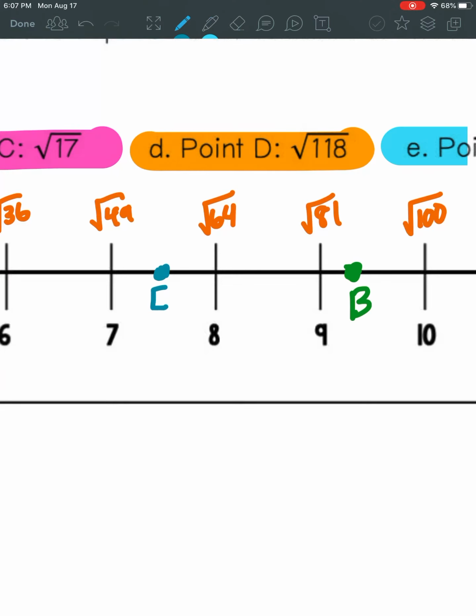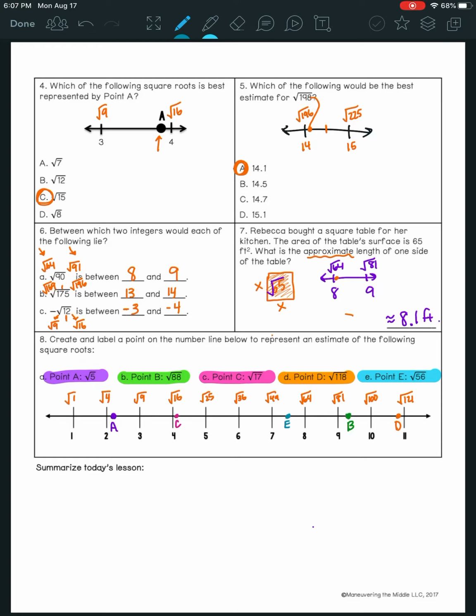All right. So there we go. That is estimating square roots. And this is going to help when we, in the future, are going to put numbers from least to greatest or greatest to least. And so estimating square roots will help us with that.